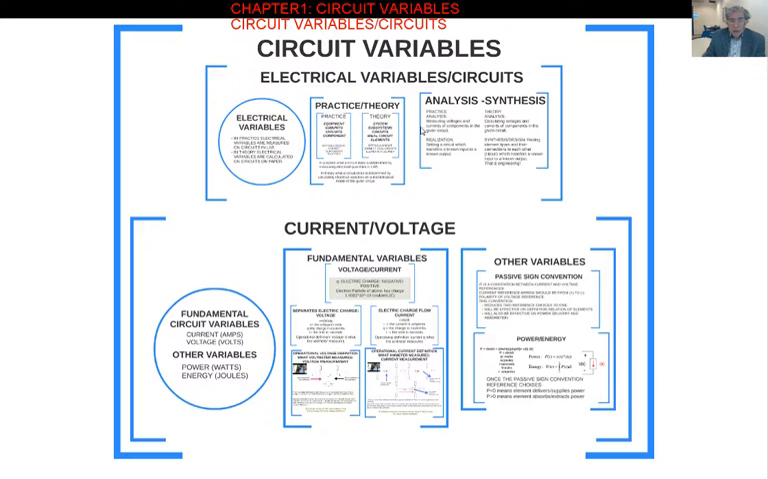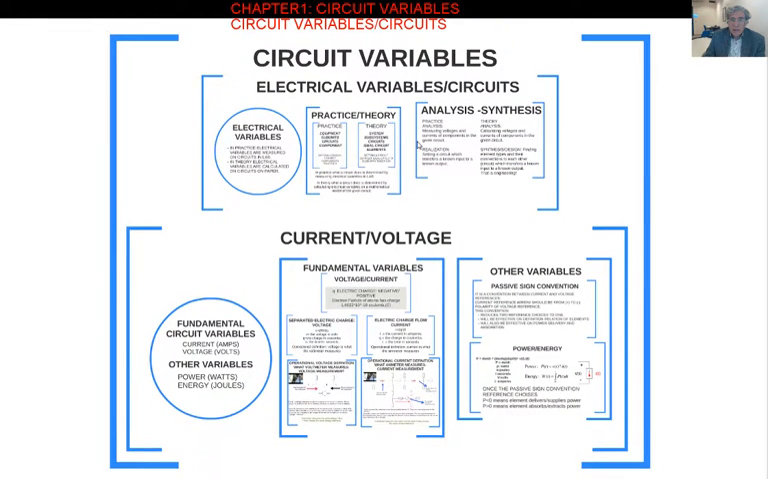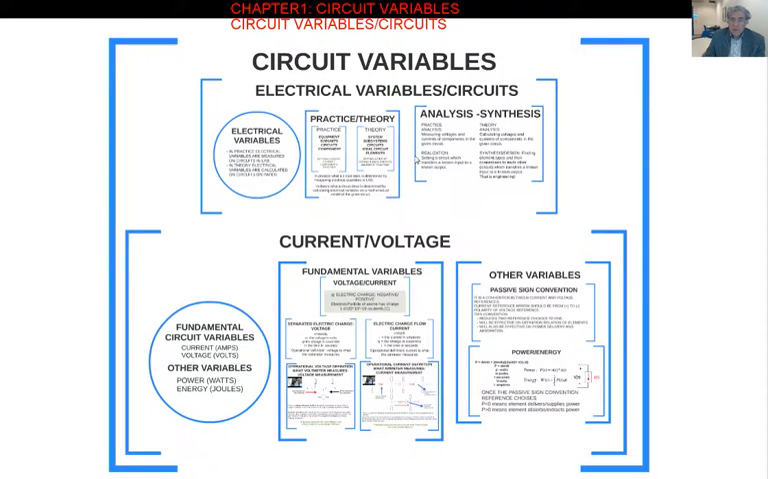And then the basic operations that we do, or basic subjects that we will be examining, are analysis and synthesis. So start from the circuit variables.